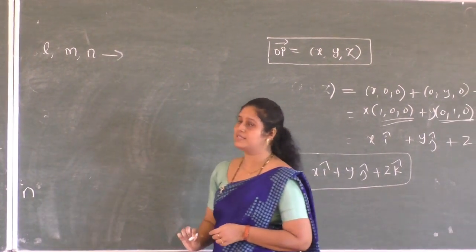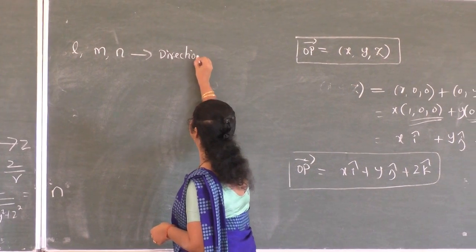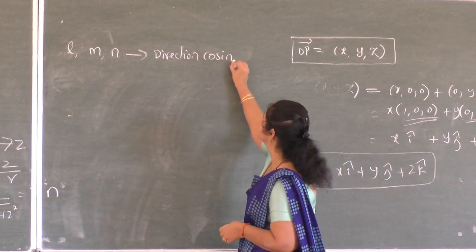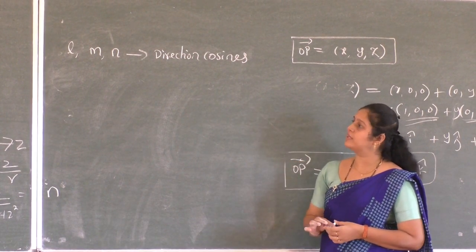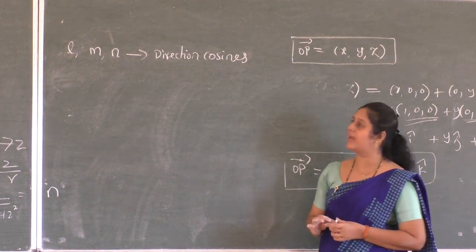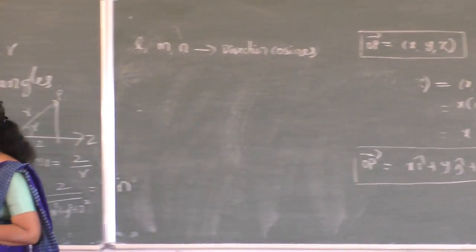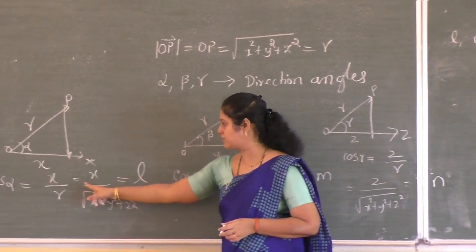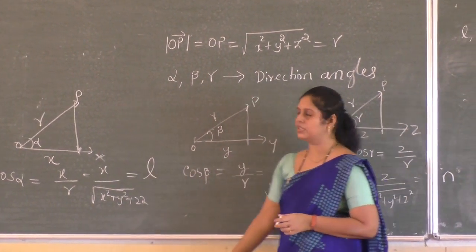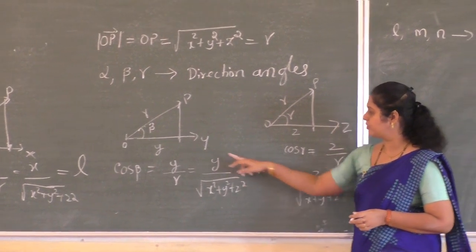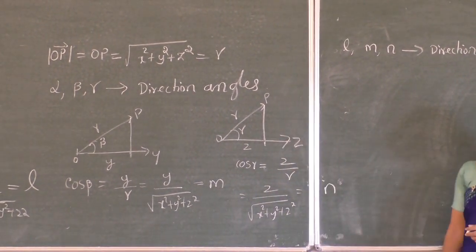So these three, L, M, N, are called direction cosines. And how to find the direction cosines is given here: L is x by r, x by the magnitude of that vector; how to find m, y by the magnitude of that vector; and how to find n, z by the magnitude of that vector.